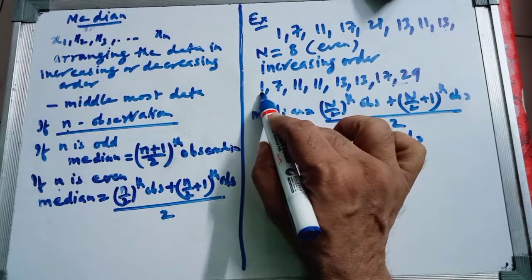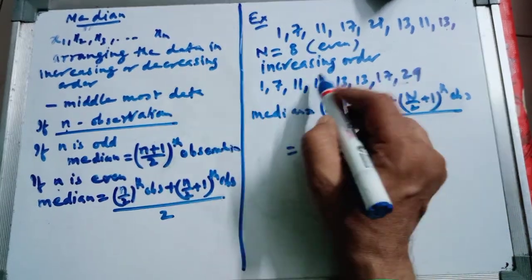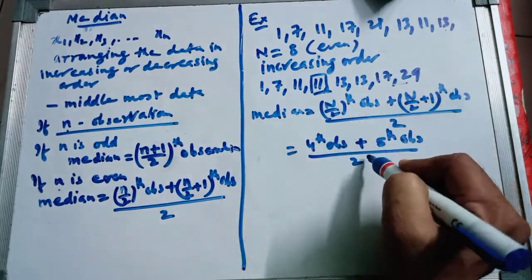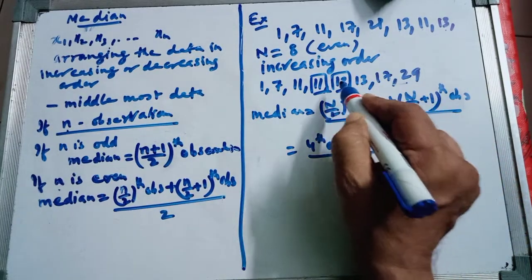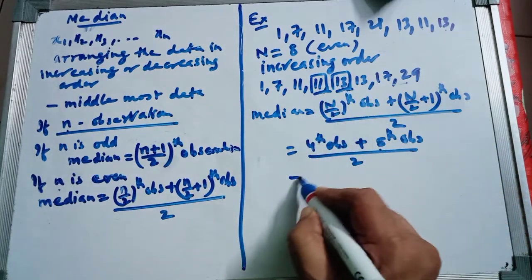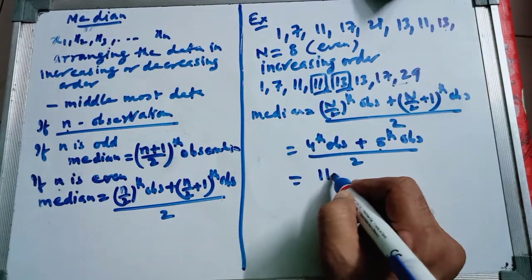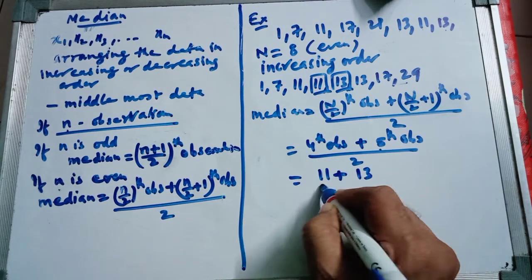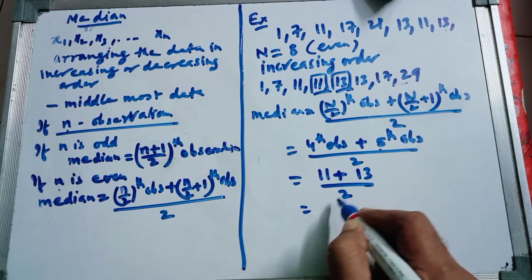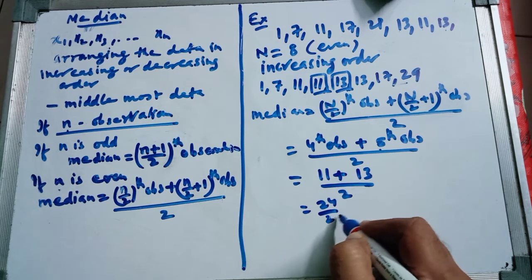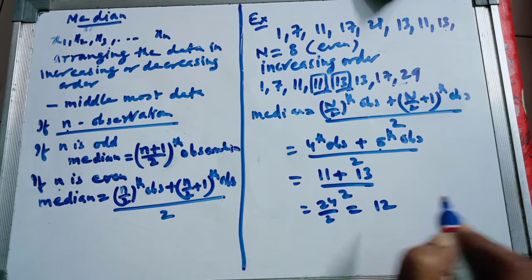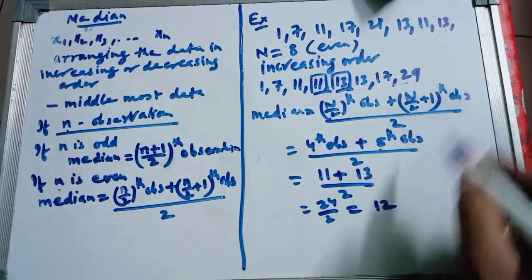So now you see this array in increasing order: 1, 2, 3, 4. This 4th and the 5th, these two. So we will take these two and substitute here. So 11 plus 13 by 2 is equal to 24 by 2, and you get it is equal to 12. So the median of this observation is 12.